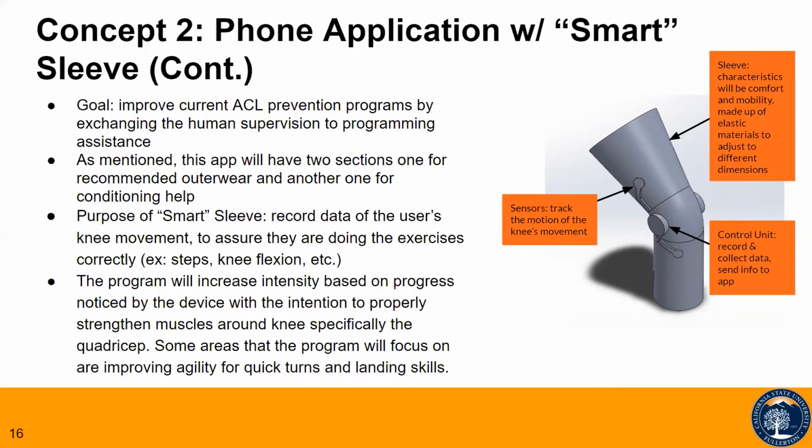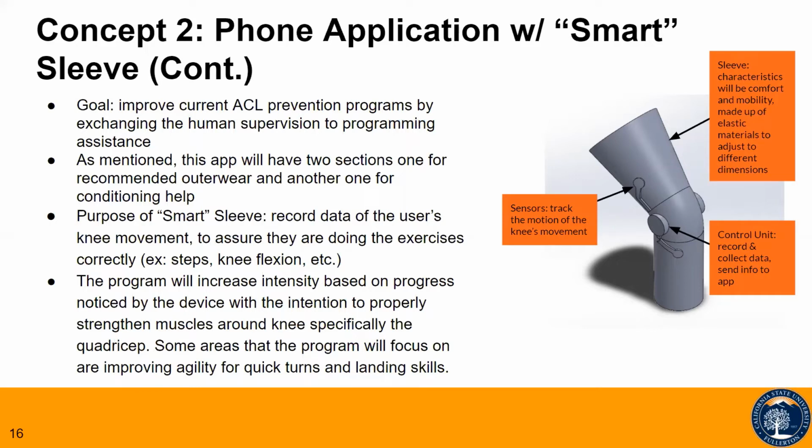Some of the examples of things the knee sleeve will record are the steps of the user and knee flexion. The way the program will work is that it would increase intensity based on the progress noticed by the device, with the intention to properly strengthen the muscles around the knee, specifically the quadriceps. And some areas that the program will focus on are improving agility for quick turns and landing skills.